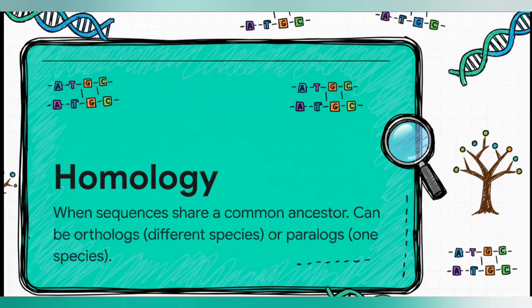So why do we even see these similarities in the first place? The answer is homology. It's a fancy word that just means when two sequences are very similar, we can infer they share a common ancestor. This can happen between different species, those are called orthologs, or it can happen within a single species, like when a gene gets duplicated, and those are called paralogs. It's all part of building this giant genetic family tree.